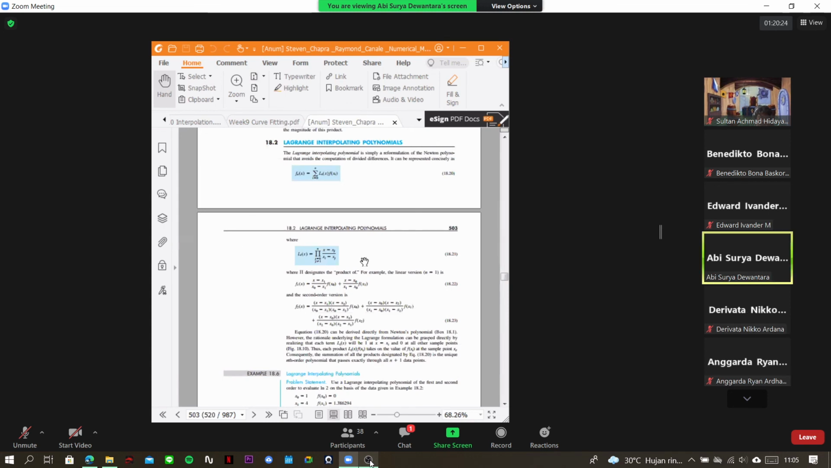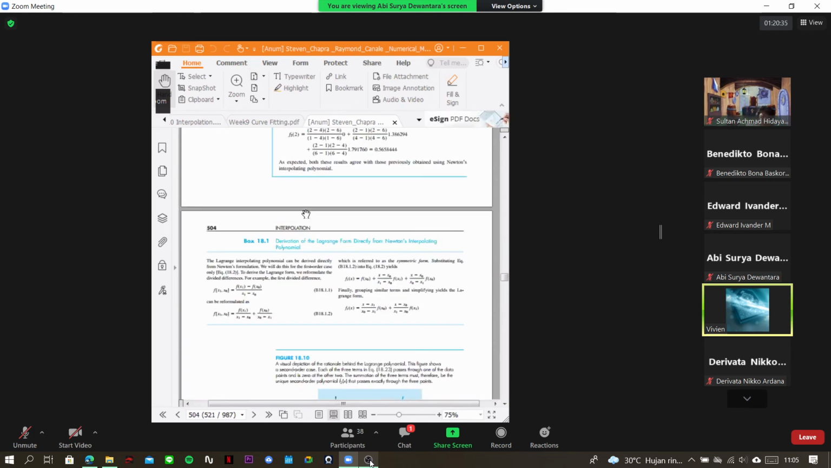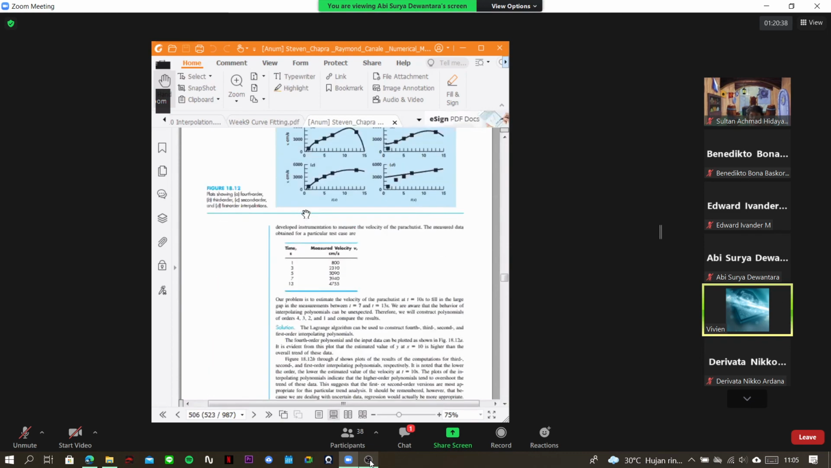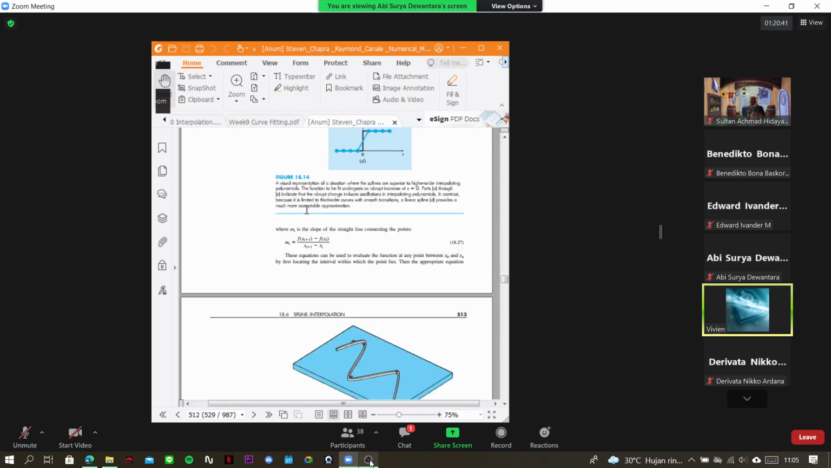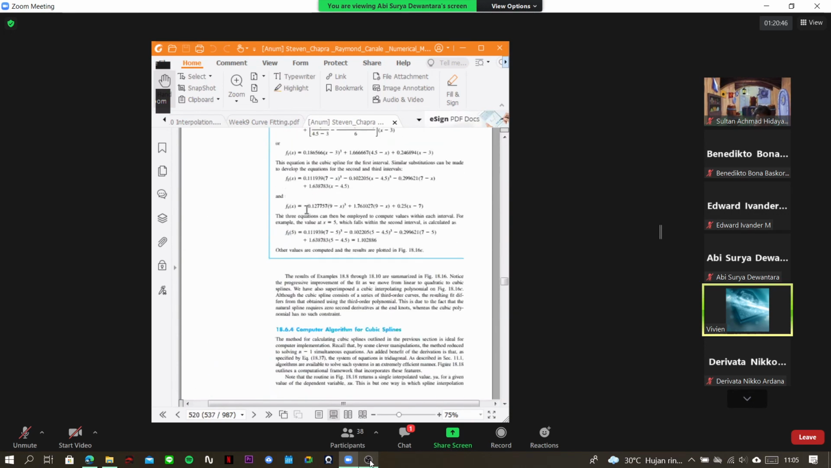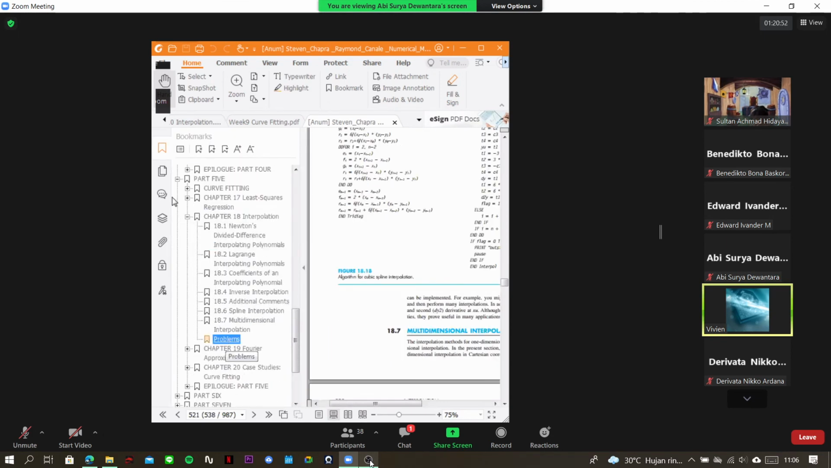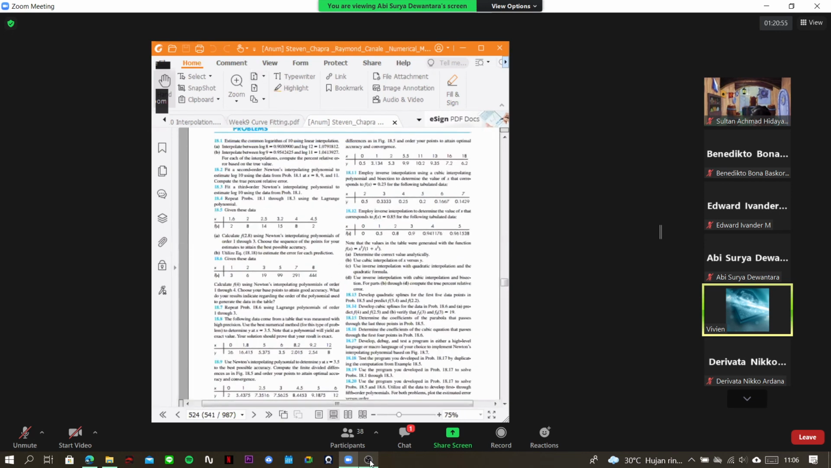This is the Lagrange interpolation, ma'am. Okay, so this is the Lagrange interpolation. So chapter 18. Can you go to the bottom of that? We have problems at the bottom of chapter 18. Okay, yeah, thank you. So we can choose one example here, one problem.